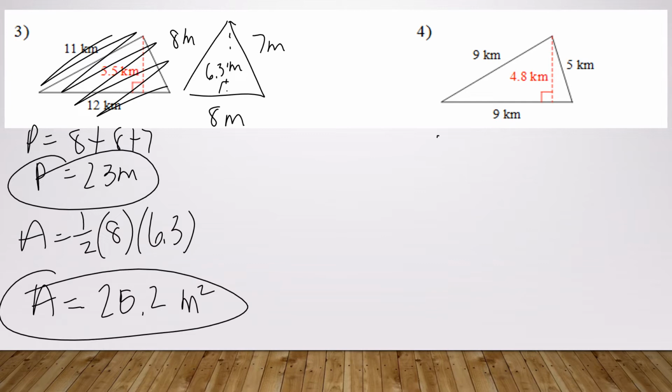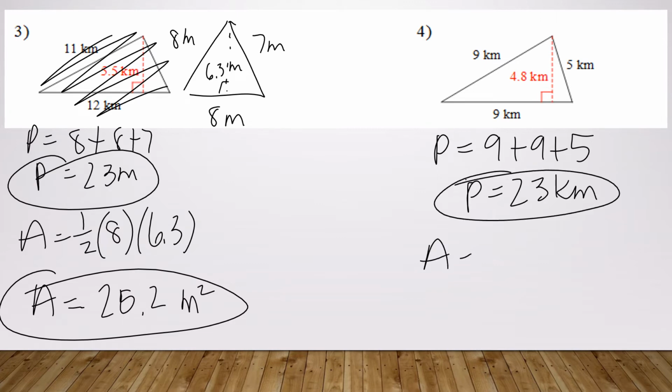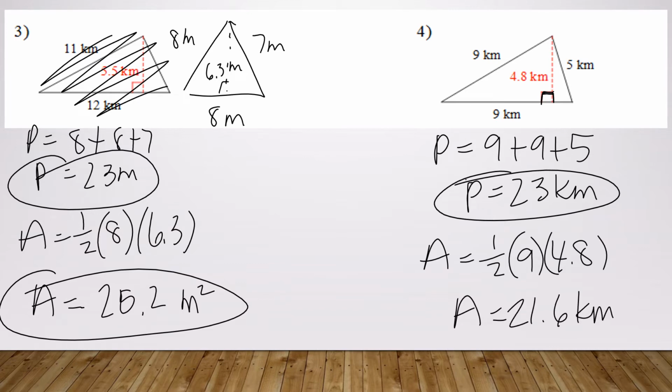For number 4, again, the perimeter, you're adding up all the sides, 9 plus 9 plus 5 to get your answer. And you end up getting 23 kilometers. To get your area, you're just going to do 1/2 base times height. Now again, your base and your height are perpendicular to each other. So wherever you have that 90-degree angle that's formed, your base and your height make that. So make sure you're choosing the right sides. When I put this in my calculator, I get 21.6 kilometers squared.